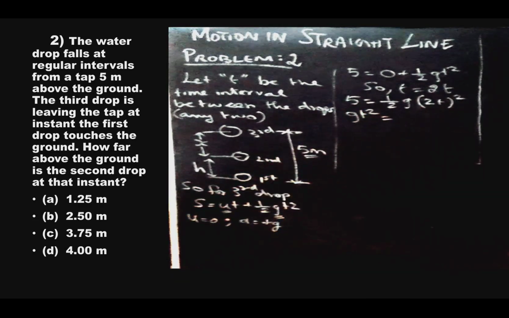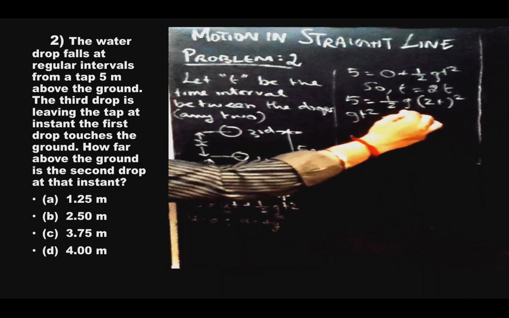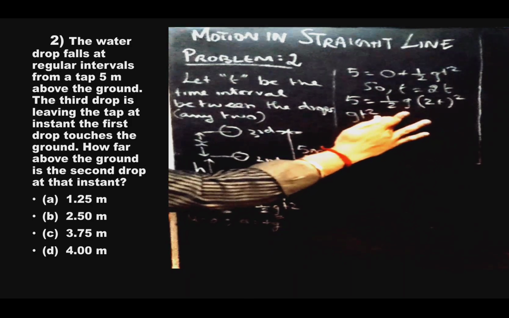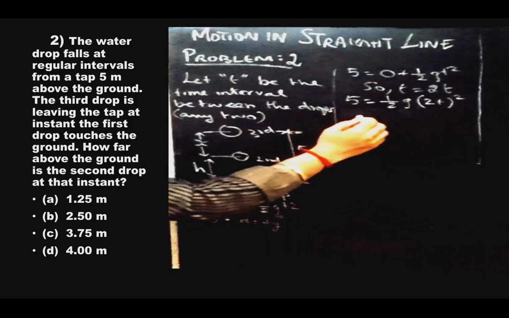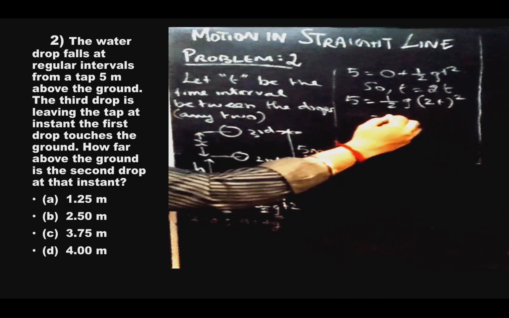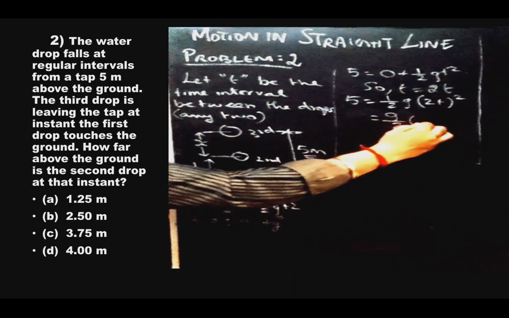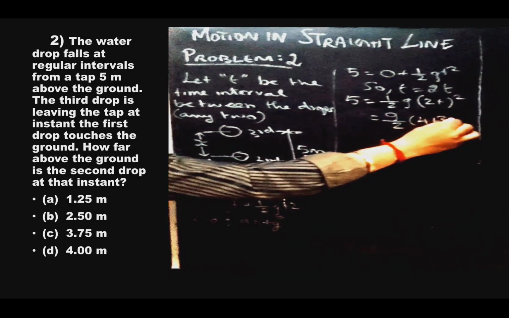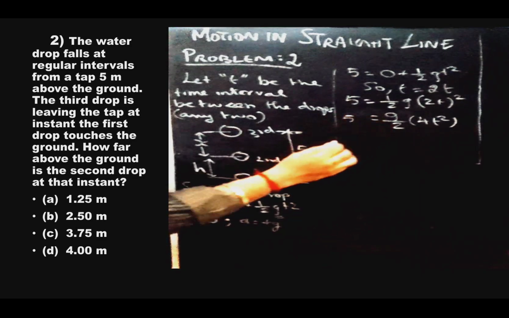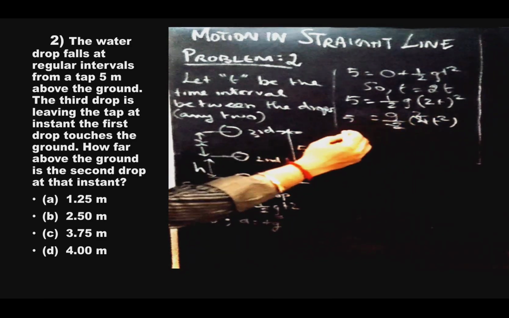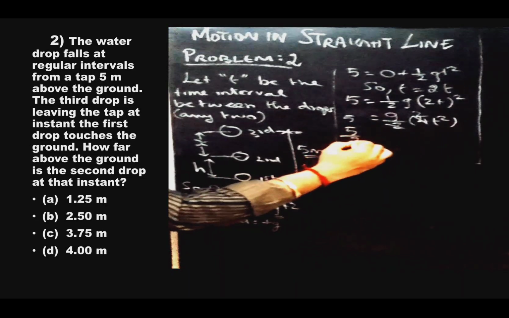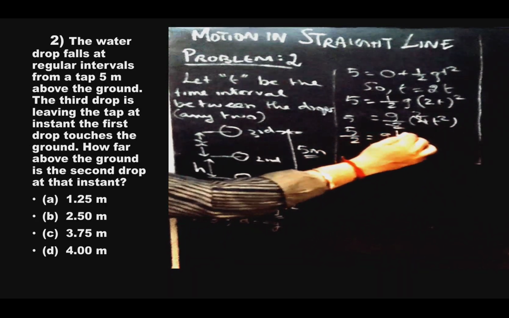Sorry, just a second, I will rearrange it. It is g by 2 into t, and I am expanding it, so it is 4t square. I am cancelling out 2 times. Therefore 5 is equal to, or 5 by 2 is equal to, g into t square. I have not expanded it further. So 5 by 2 is equal to g into t square. That is the expression for the thing.